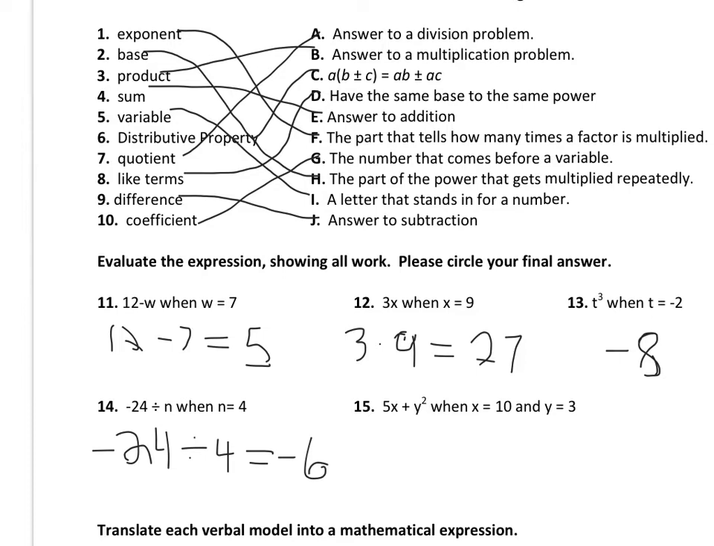Now we have 5x plus y squared when x is equal to 10 and y is equal to 3. So we would have 5 times 10 plus y squared, which would be 3 squared. So 5 times 10 is 50. Plus 9 would give us 59.